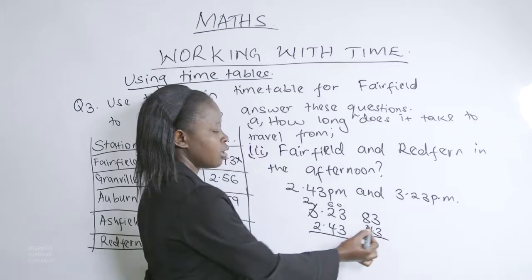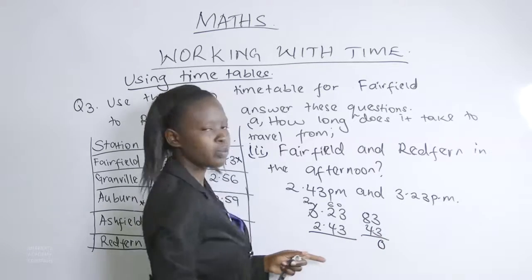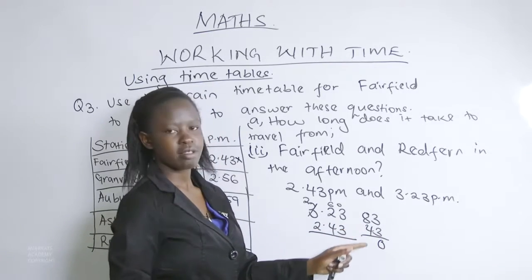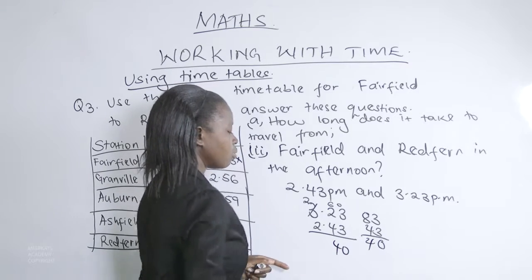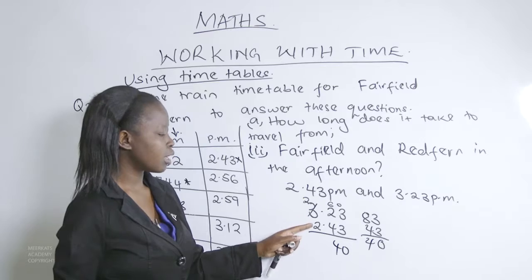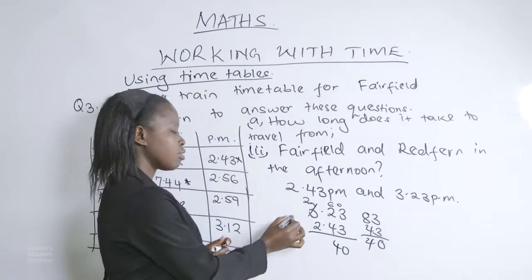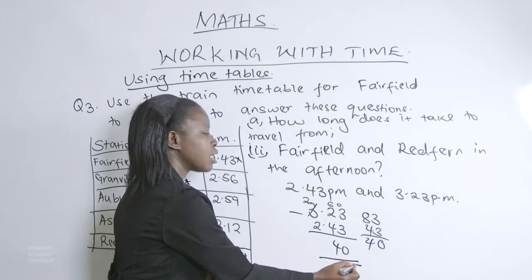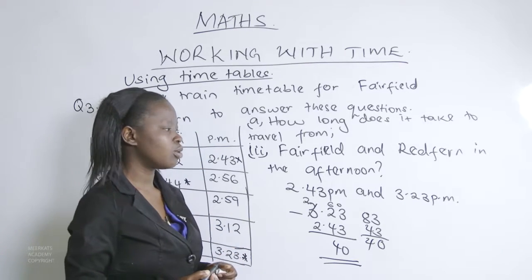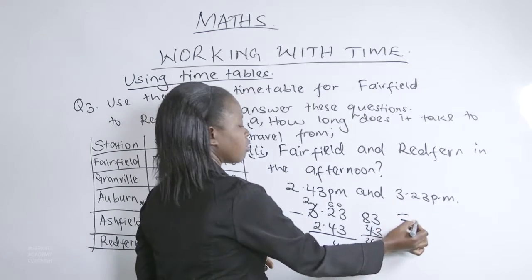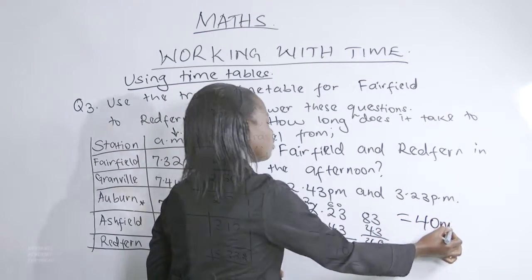So we will have 3 minus 3 is 0. 8 minus 4, we have 4. So this means that this is 40 minutes. Then 2 hours minus 2 hours will give us 0. So it means that between Fairfield and Redfern in the afternoon, this train takes 40 minutes.